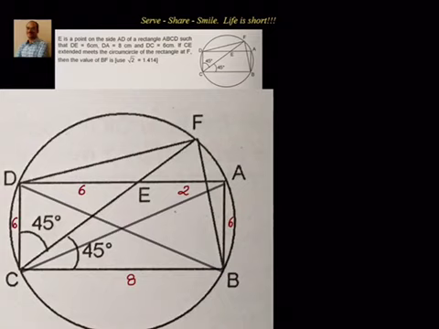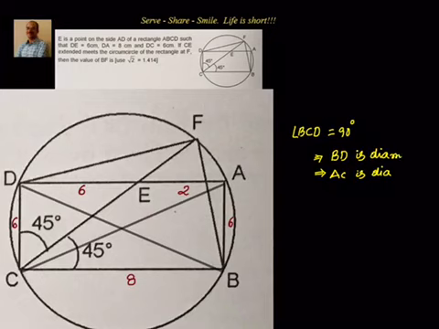Now let's write down what we know. We know that angle BCD equal to 90 degrees. Angle BCD equal to 90 degrees. That means angle in semicircle is right angle. That means BD is diameter. If BD is diameter, then automatically AC is also diameter. Diagonals become diameters.